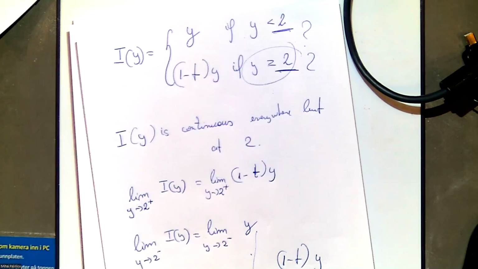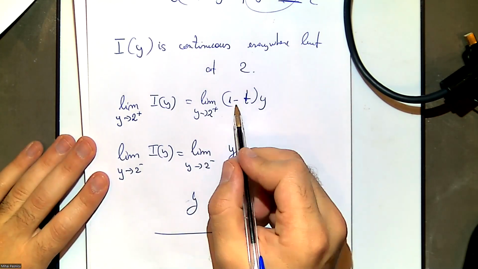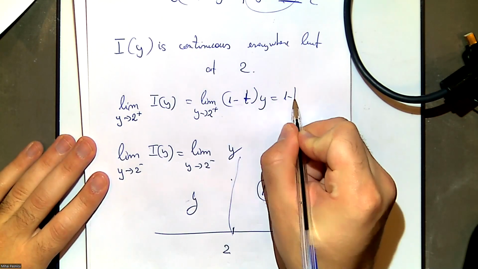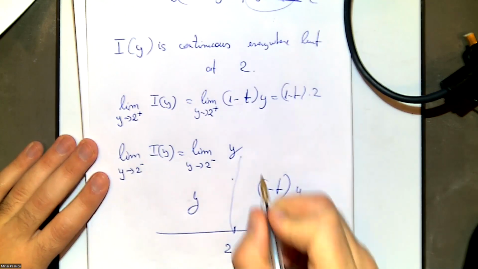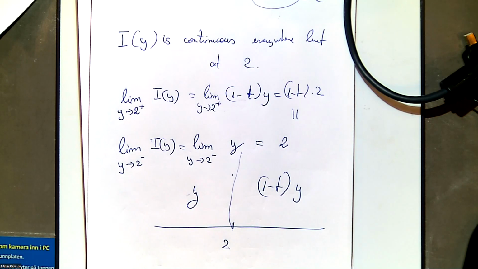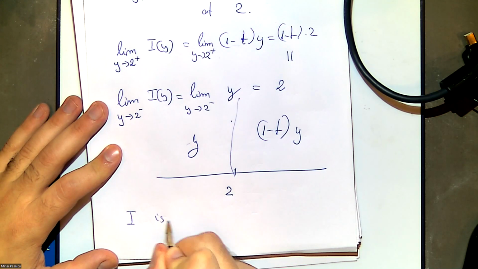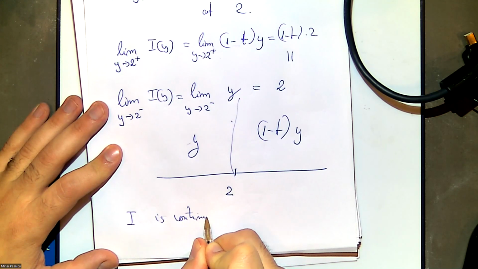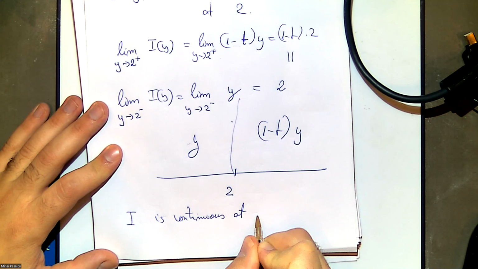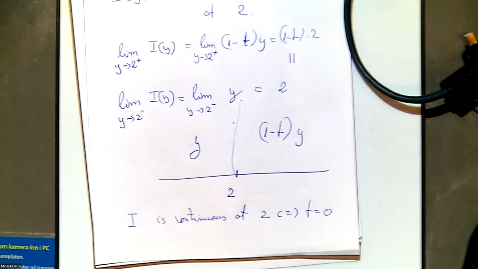So now, let's not overthink it. y goes to 2, t is a constant, so this is just 1 minus t times 2. And this is just 2. And now, in order for it to be continuous, I just have to make these equal. So I is continuous at 2 if and only if t is equal to 0. And I'm done. Okay?